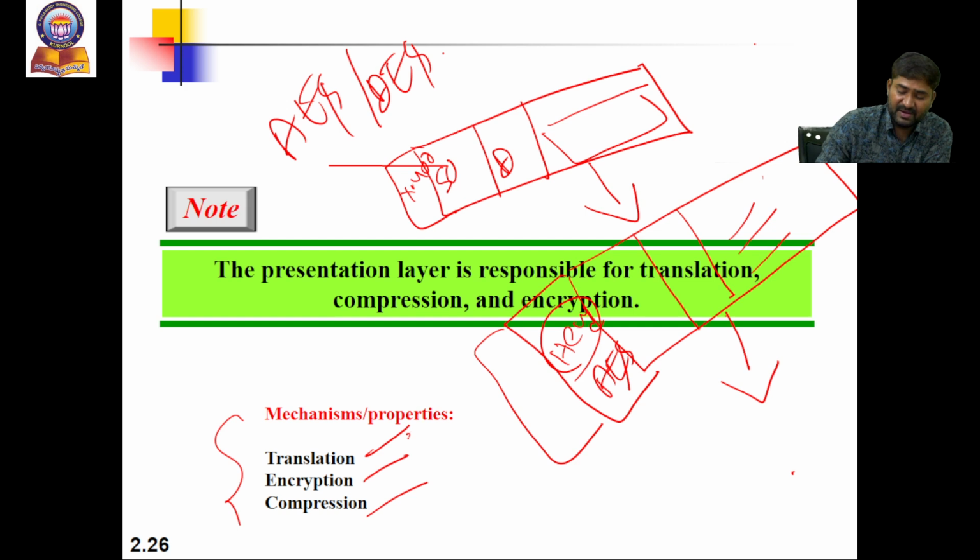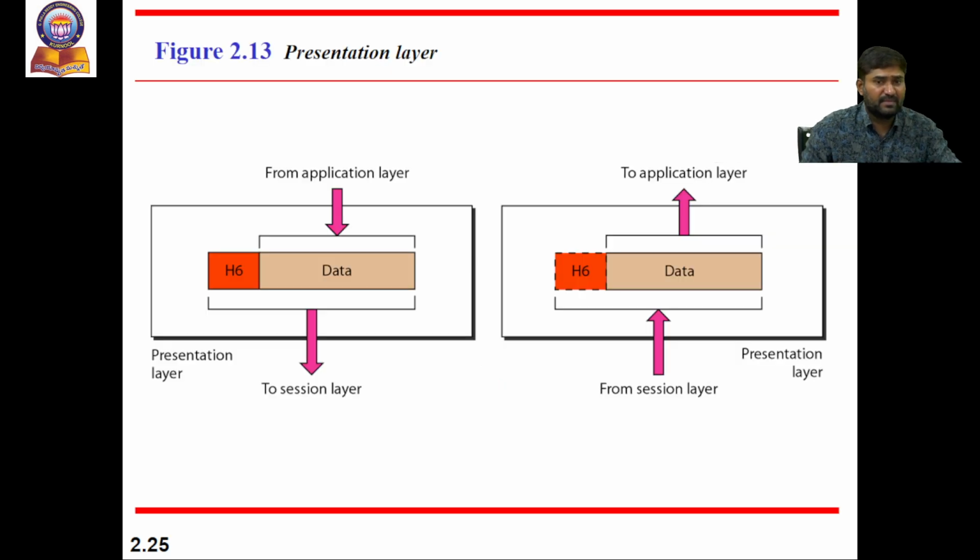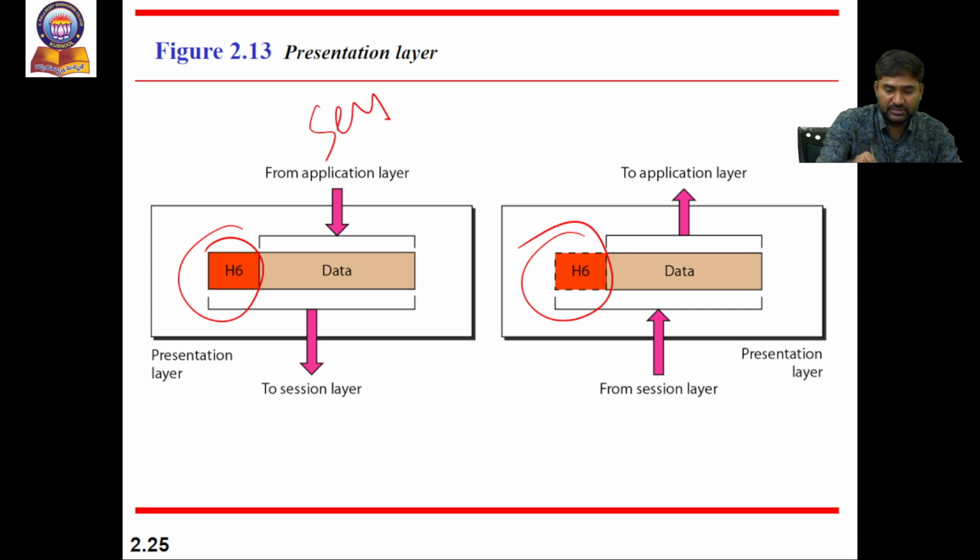And it fills some information into the header. Next, all the process is over at the presentation layer. Next, it sends to the next layer below it. What is the next layer below it? That one is the session layer. See here, there we are adding a header. This is the sending part and this is the receiving part. So we are going to the session layer.